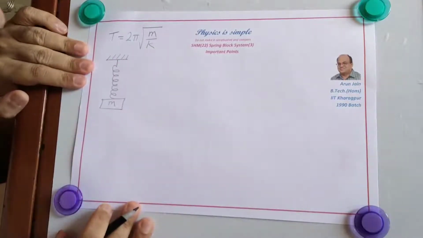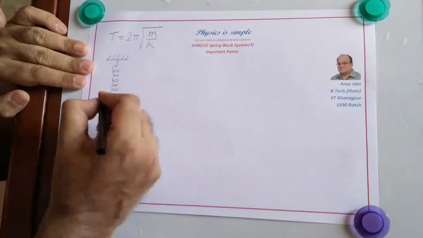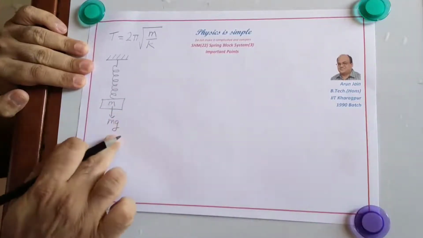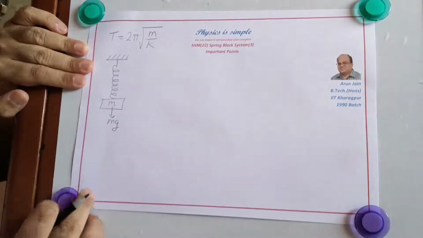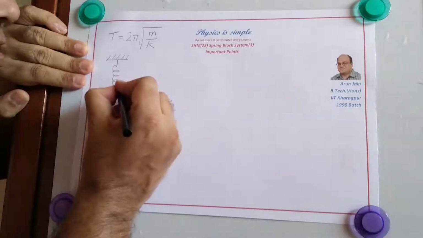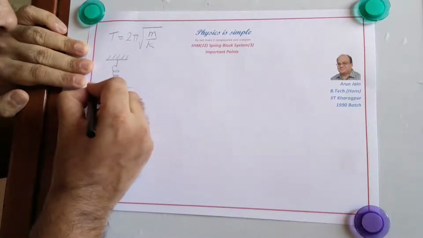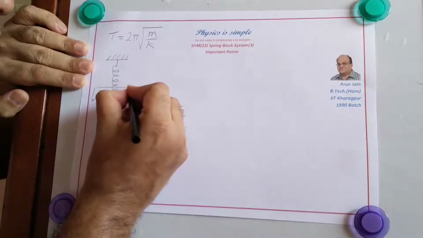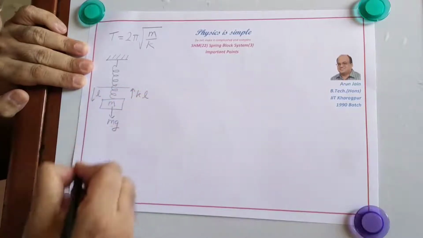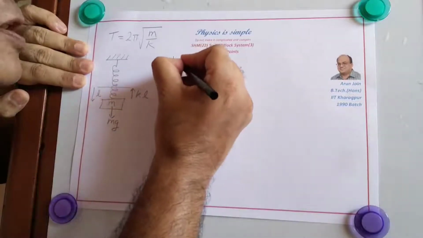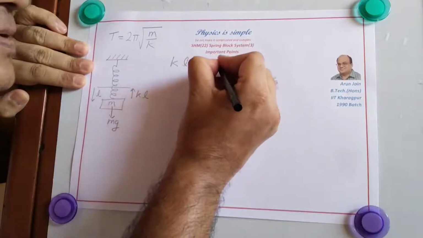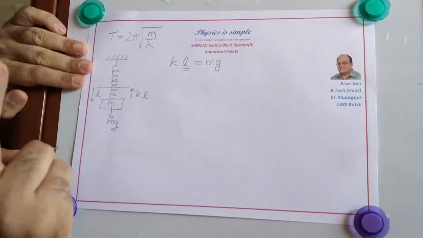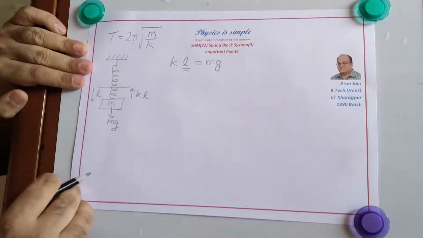Only thing is that now the mean position will be different, in the sense the spring will not be in its natural length. When you hang this mass, mg is acting down, and to balance this, the spring will extend. So in equilibrium condition, let us say the extension of the spring is L. So there is a force acting in the upward direction, K into L. So K into L will be equal to mg. This L is not length of spring. L is equilibrium extension of the spring when the mass m is hung.